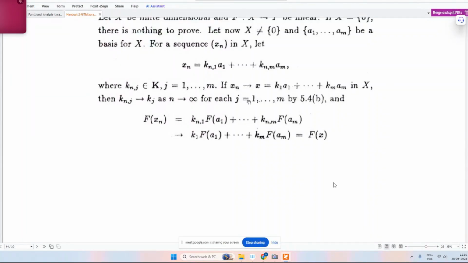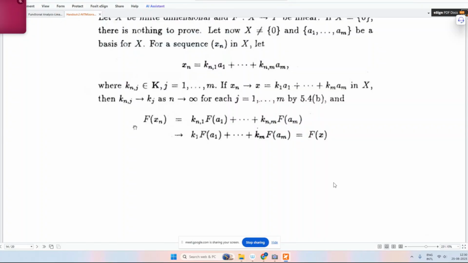Yes, sir. So then the rest of the proof is simple. F of xn is what? Xn is kn1 a1, etc. But f is linear, so this kn1 comes out. So you get f of xn equal to kn1 f of a1, plus etc. But this kn1 converges to k1, and f of a1 is independent of n.